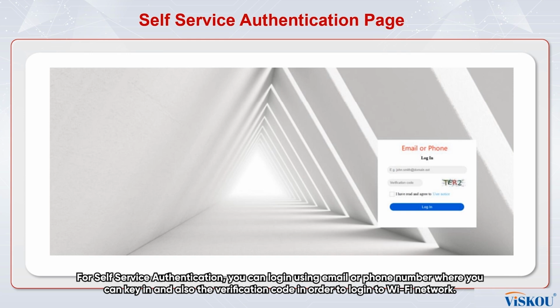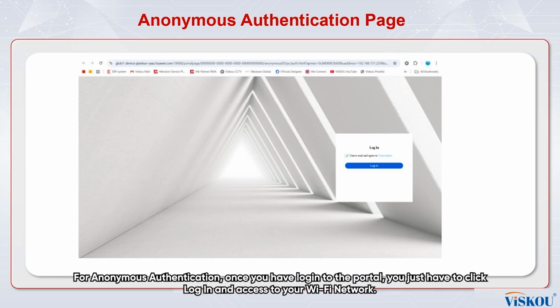And for the self-service authentication page, you can fill out anything you want, such as your username, email, or even a phone number. And then you need to key in this verification code in order to log in to the Wi-Fi network. And the last one will be the anonymous authentication page. Once you have been redirected to this authentication page, you just have to click login, and you can access your Wi-Fi network.